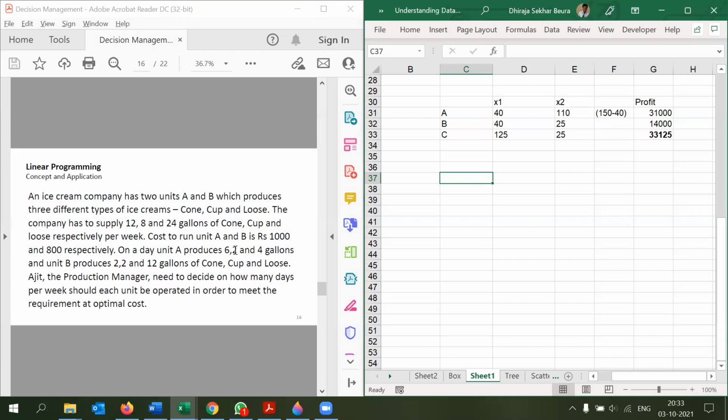Okay. Now let's put up the information that is given to us in a tabular format so that we know the values. So the products are cone, cup, and loose.